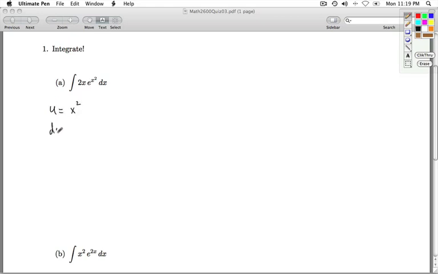Let u equal x squared. The du is sitting right there, 2x dx. And so really this is nothing more than an e to the u du. And this antiderivative is e to the u plus c. And so this would be e to the x squared plus c. Basic u substitution.